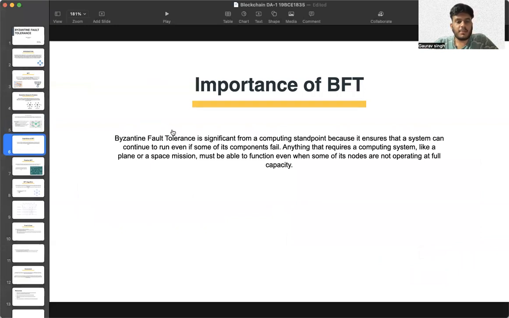Now coming to the importance of BFT. From a computing perspective, BFT is important because it means that a computer can function properly if certain components or nodes are not working. Assume a computer system, for example, an airplane. It needs to be able to work when not all of its nodes are at 100%. An airplane can work even if one of its engines fails, because the backup engines and the rest of the engines make sure that the airplane is able to fly.